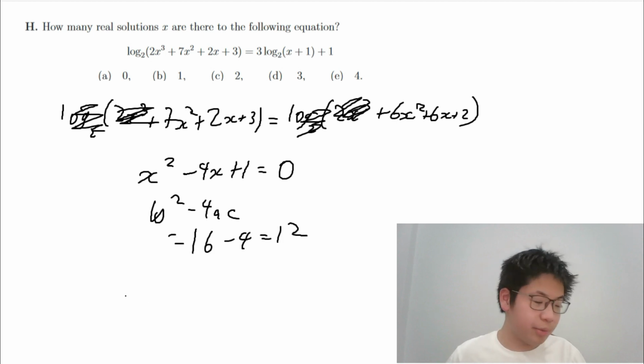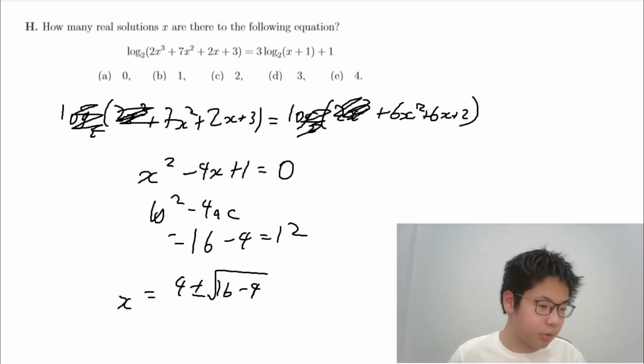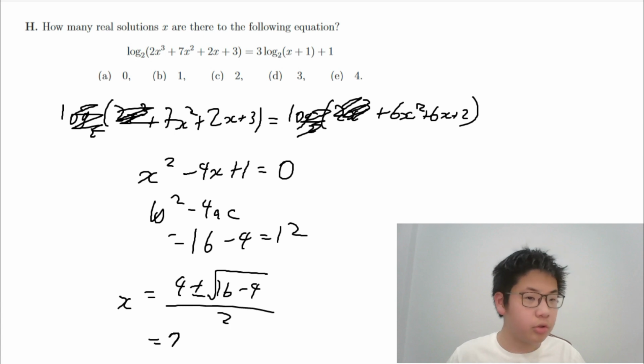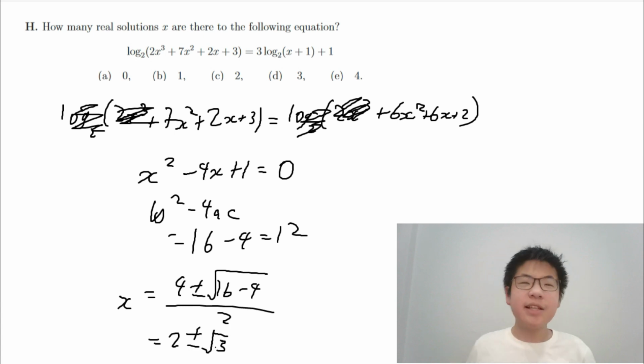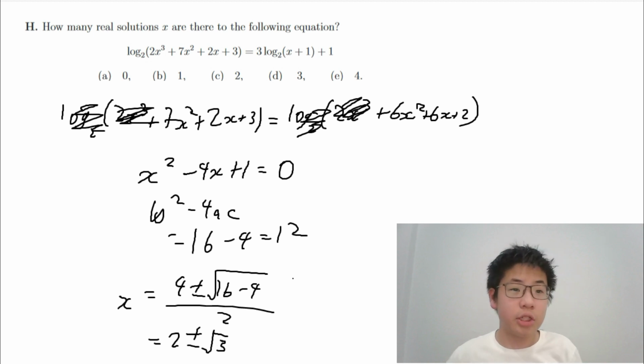Now to see if both roots are positive. X equals plus or minus the square root of 16 minus 4 over 2, equals 2 plus or minus the square root of 3. Since these roots are both positive, we can then calculate that the answer to question H is C.